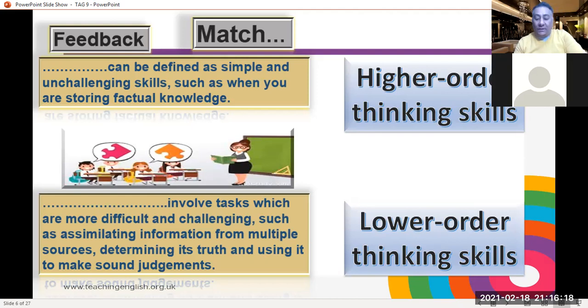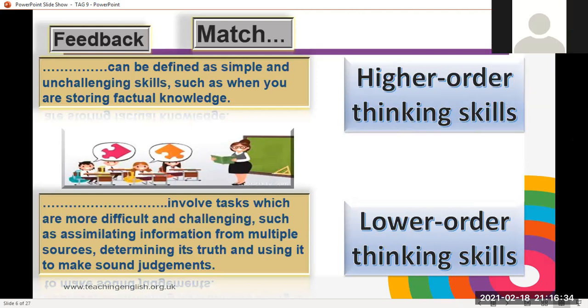We have a matching exercise. We have the two definitions. Can be defined as simple and unchallenging skills, such as when you are storing factual knowledge. Is this higher order thinking skills or lower order? Lower, so it's lower order thinking skills.